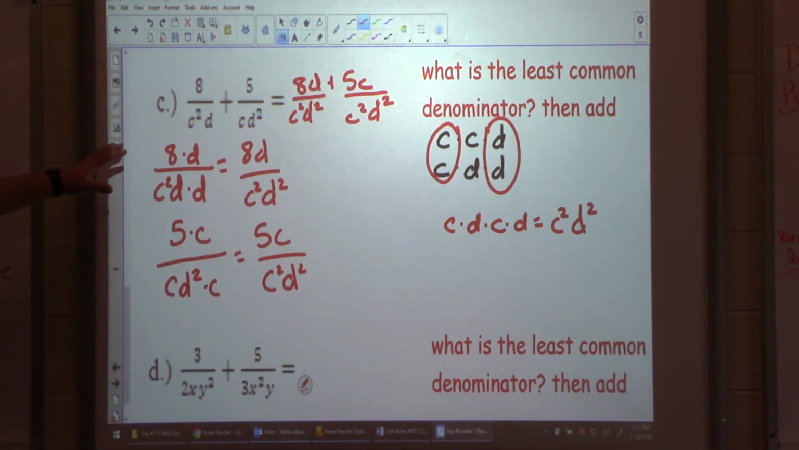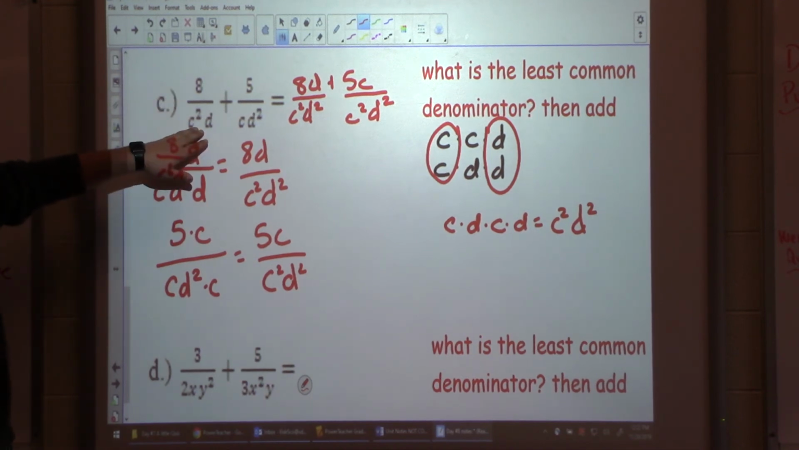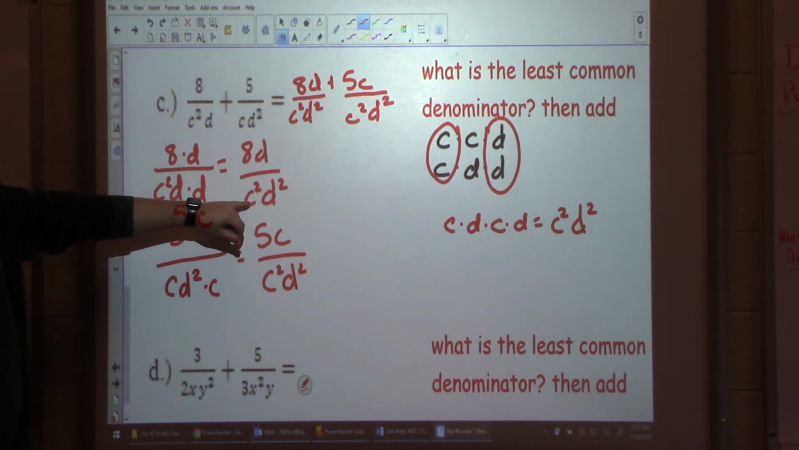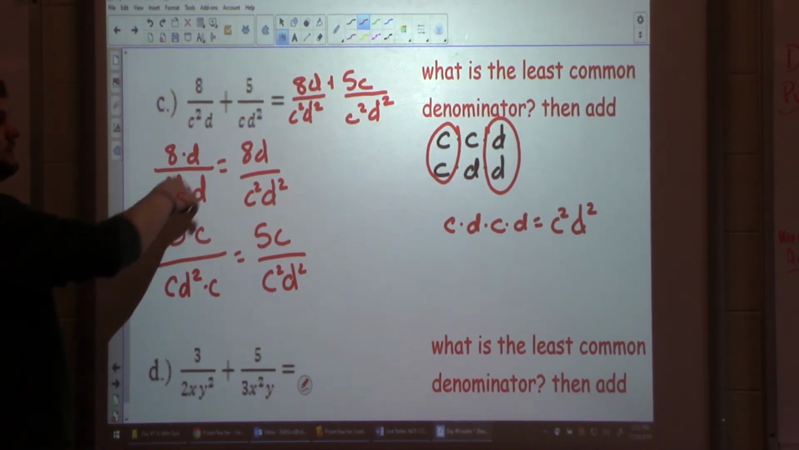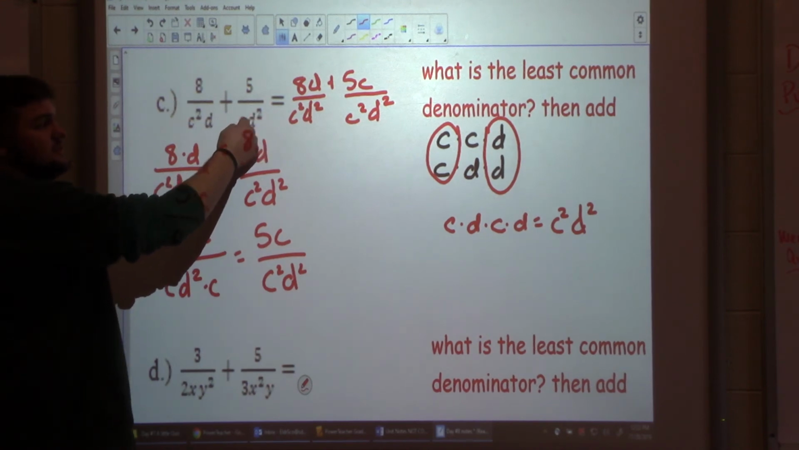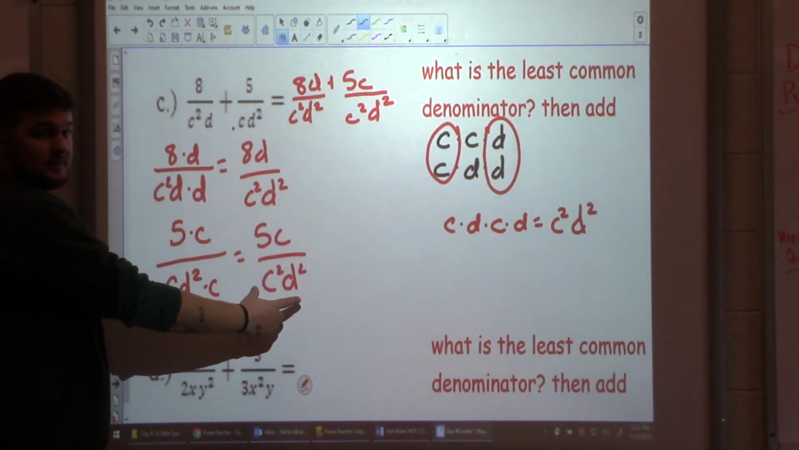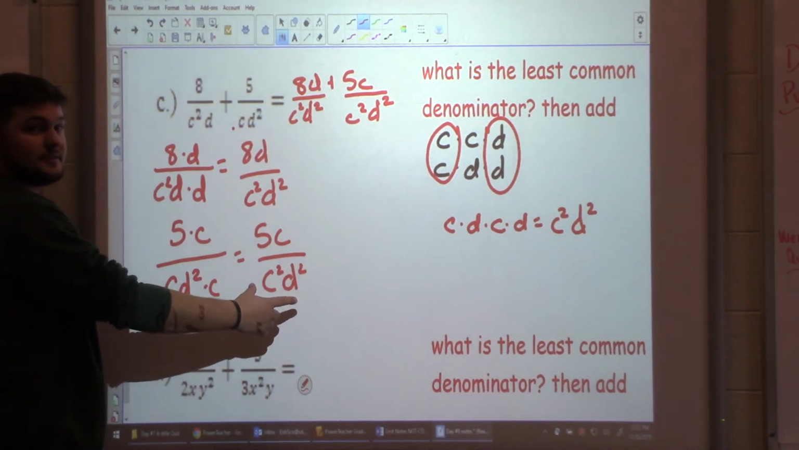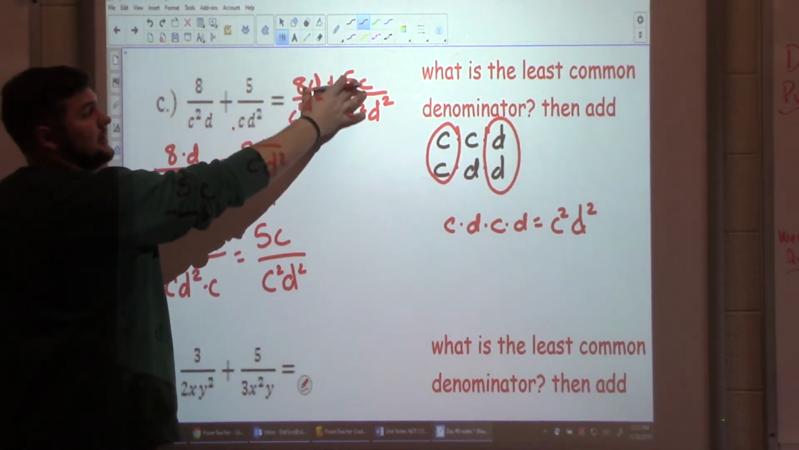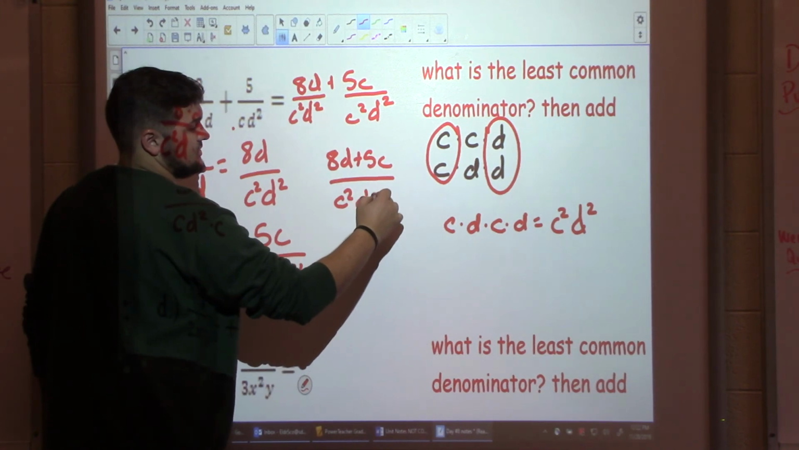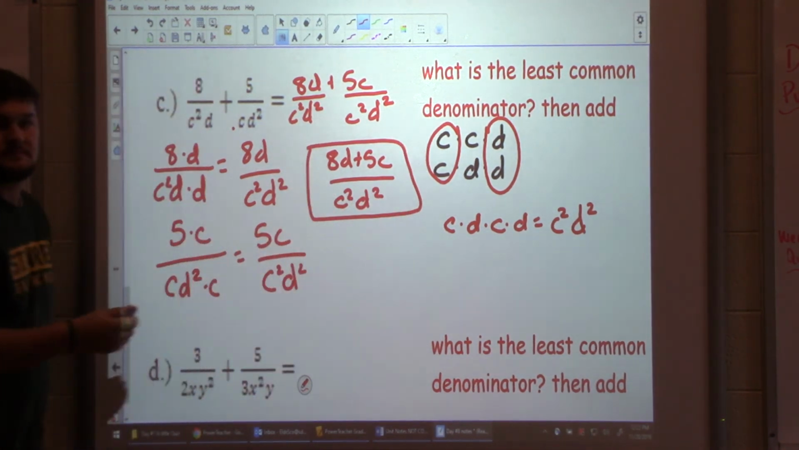Yeah. Okay. I apologize. So, the first fraction, to get my common denominator, I need to multiply by one more d. Right? So I did that in both the numerator and denominator. I got 8d over c squared d squared. Okay? The second one, I'm missing a c. I only have cd squared. I need c squared d squared. So I multiply top and bottom by c to get my common denominator. Is that better? Okay. Just yell at me when I do that. Okay? So now that I have a common denominator, now I'm going to add them. I get 8d plus 5c over c squared d squared. Alright?